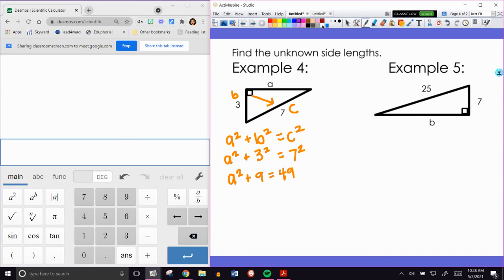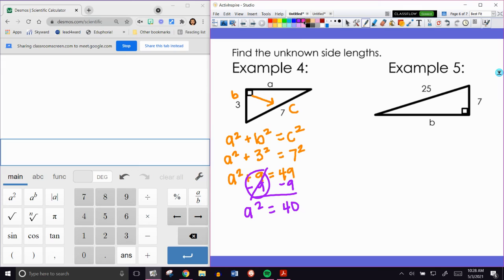Now, on examples 1, 2, and 3, we could add up this number plus the other number. But on this one, I can't add it because I have an A there, and I can't add a number and a letter. So instead of adding, I am going to have to subtract. So I'm going to subtract 9 on both sides. So then I'm left with A squared equals 49 minus 9, which is going to give me 40.